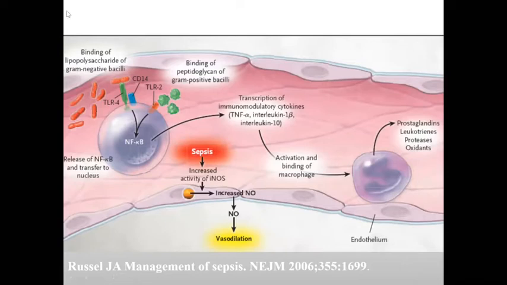This is meant to be a capillary here, just showing the endothelial cells, and this is an inflammatory cell which is responding to these gram-negative bacilli or these gram-positive cocci, attaching to toll-like receptors 4 and 2 respectively, activating NF-kappa B, and then that causes the cell machinery to start generating the inflammatory mediators.